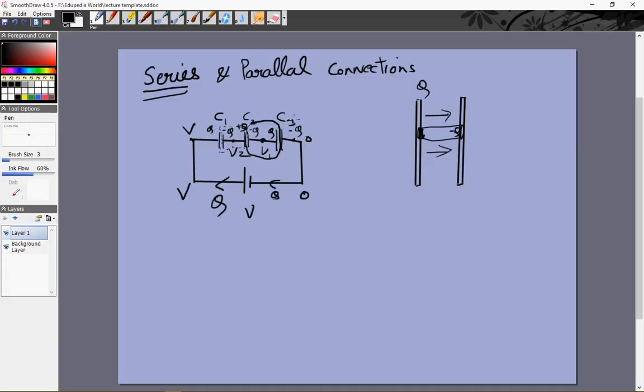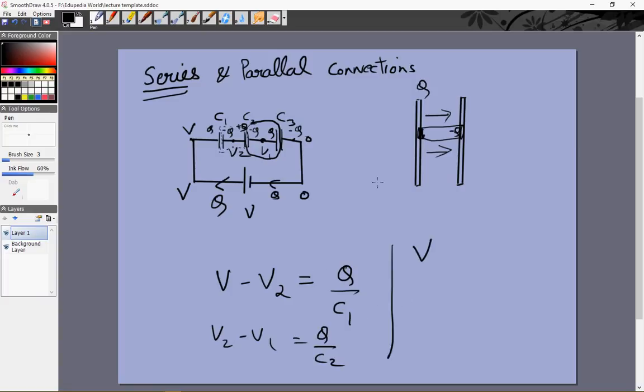So what we can do is, we can write equations for all three. So in the first case, the equation will be V minus V2 is equal to Q by C1, right? The second equation will be V2 minus V1 is equal to Q by C2. And the third equation will be V1 minus 0 is equal to Q by C3. I have not done anything except apply C is equal to Q by V across all three capacitors. But my unknowns are V1 and V2. I don't know that, nor do I want to know that.